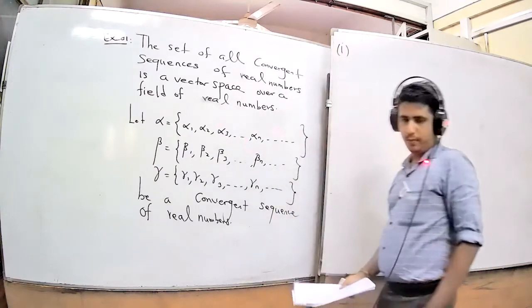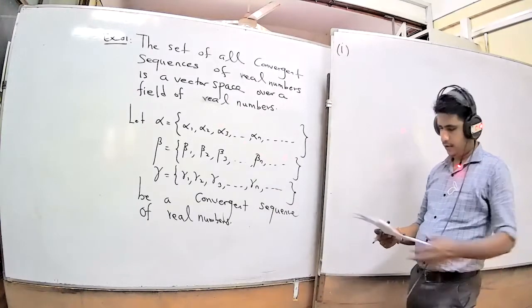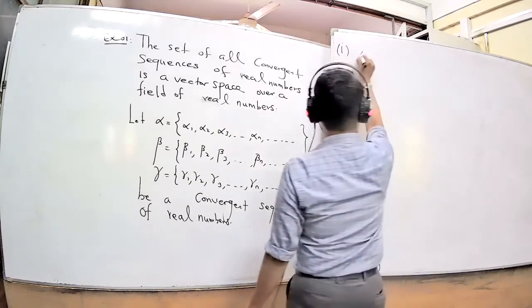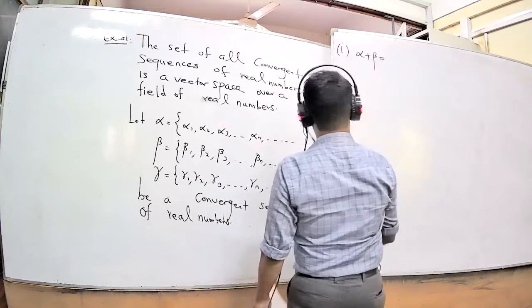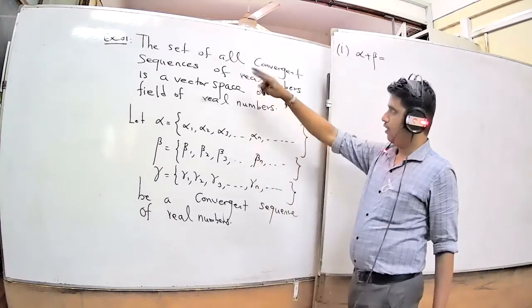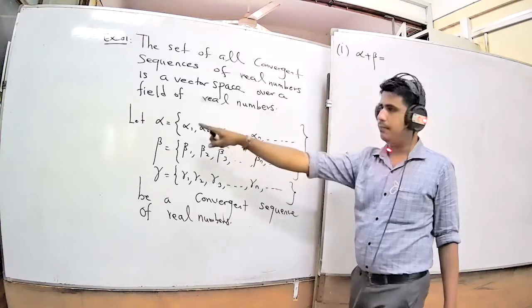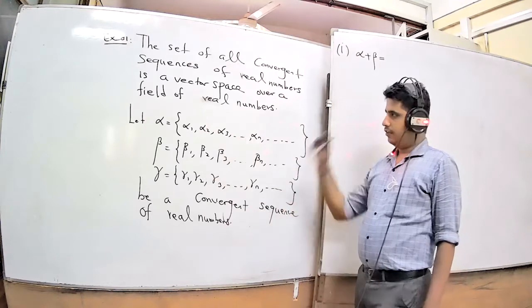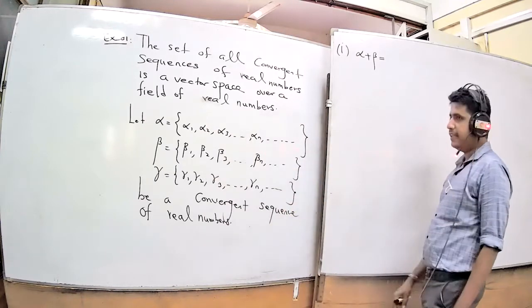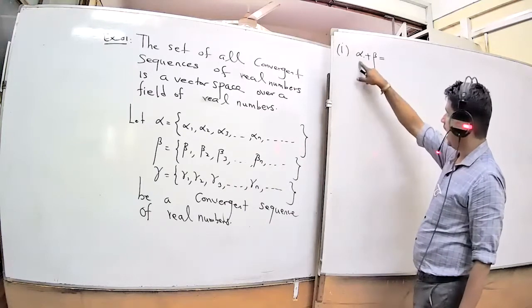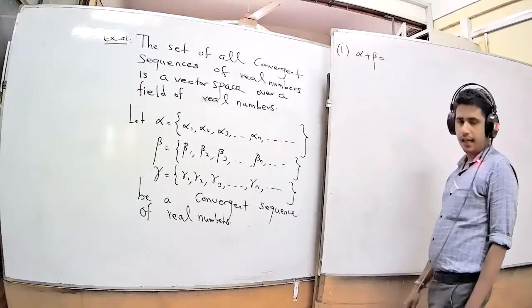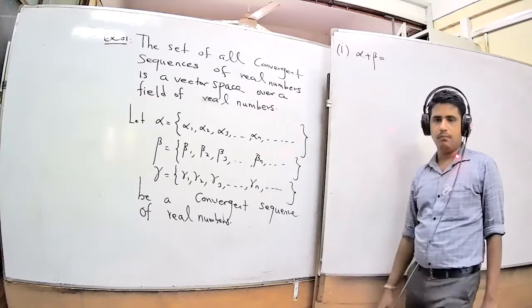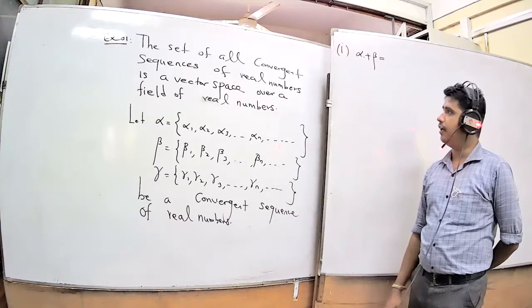The first axiom is the closure property. So you take two sequences and add them, alpha plus beta. Suppose we take one sequence alpha, a sequence beta, and a sequence gamma from the set. The first property is closed under addition. That means alpha plus beta is also a convergent sequence. Your claim is you want to show that alpha plus beta is also a convergent sequence.